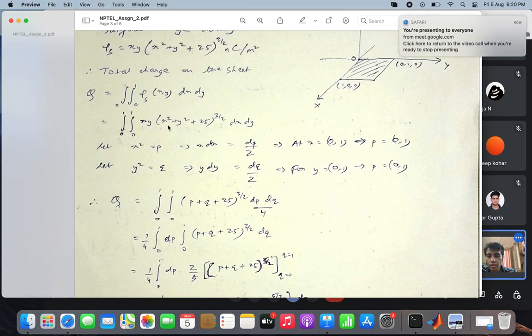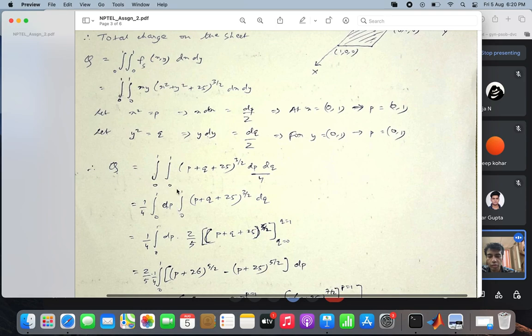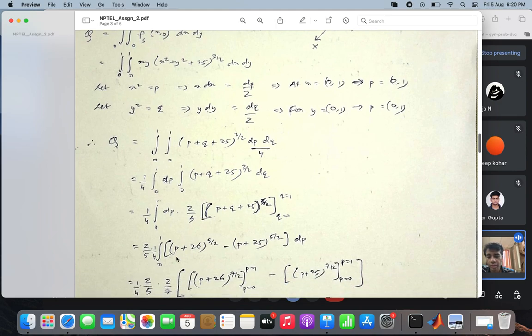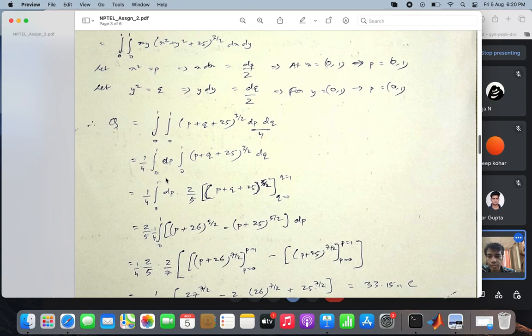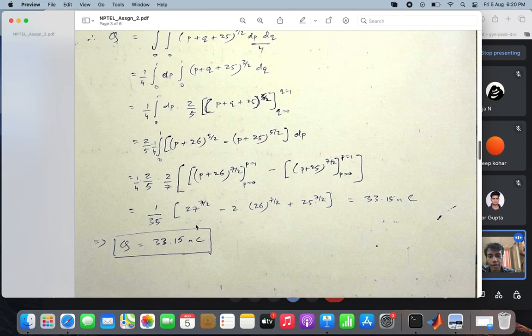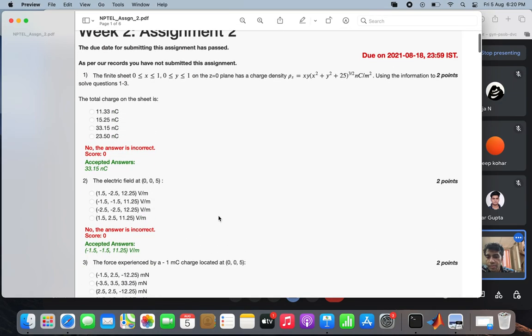So basically you substitute x square and y square like this in this particular equation, and then for a double integral you do the integral separately over the two variables. First I do this integral over the q variable, and the result I get is in terms of the p variable, and then I do this integral over the p variable, and both variables go from 0 to 1 as per the boundary conditions given in the problem. If I do that, I get the total charge on that particular charge sheet. Okay, so moving on to the next question.